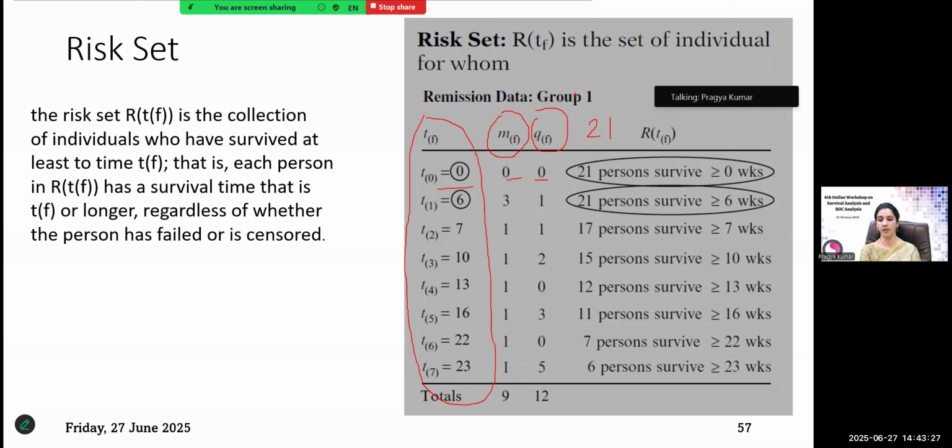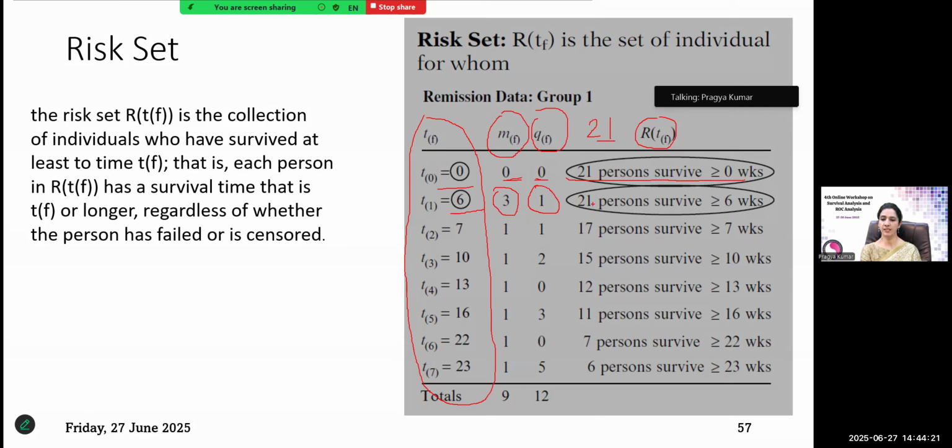So this is for group 1. Here I have started with 21 people, so the risk set at this particular time will be 21 survived more than or equal to 0 weeks. Since there was no event and no censoring, and I started with 21 people, I can say that 21 survived more than or equal to 0 weeks. Now at 6 weeks, 3 events happened. That means 3 people went out of remission, and the leukemia happened again, and there was one person who was censored. But what will be the risk set here?